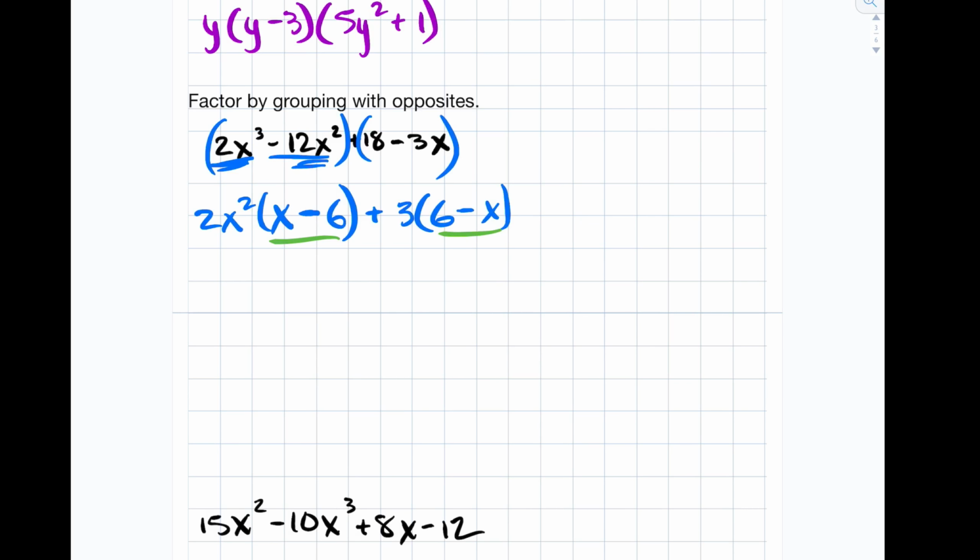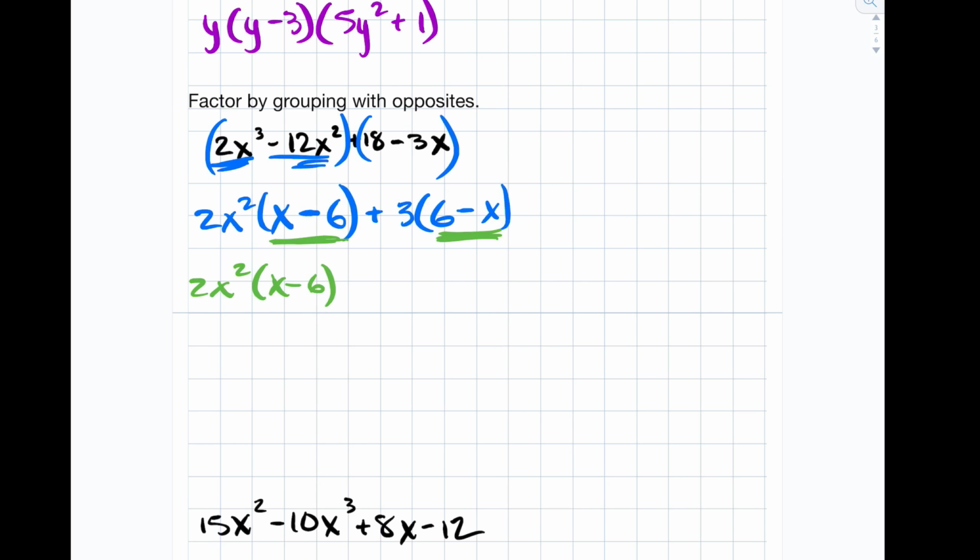Now, at this point, I've been saying that we had identical binomials, but we do not this time. X minus 6, this one is not the same as 6 minus x. These are not the same, so we have to do something to make them the same. They have all the same parts, an x and a minus sign and a 6, right? And this has a 6 minus sign and an x. We could do something about that. Let me show you.